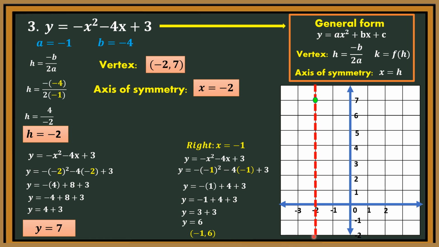Hanapin natin. So, si negative 1, andito siya, papunta kay 6. So, sabi nga natin, ang axis of symmetry, dinivide yung parabola into two equal parts. So, kung meron siya dito, automatic sa kabilang side, meron din. So, kung meron na diyan, pwede na nating i-connect. So, that is the graph of y is equal to negative x squared minus 4x plus 3.